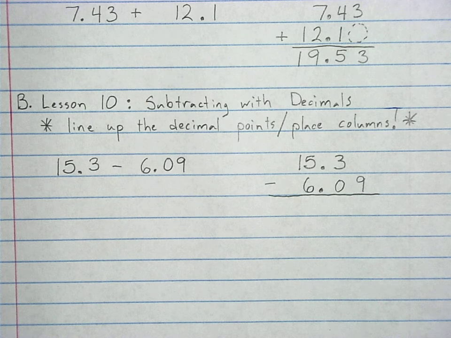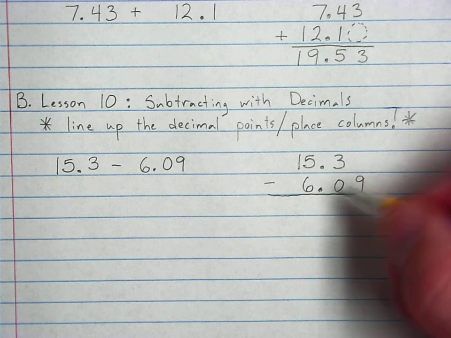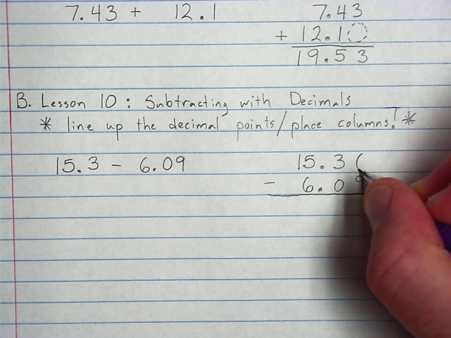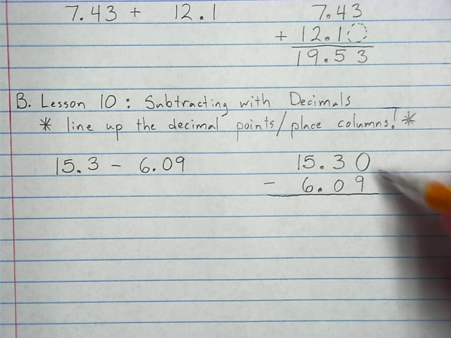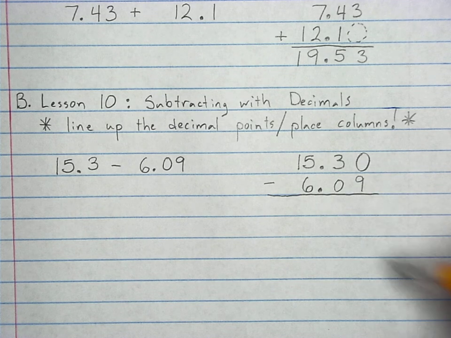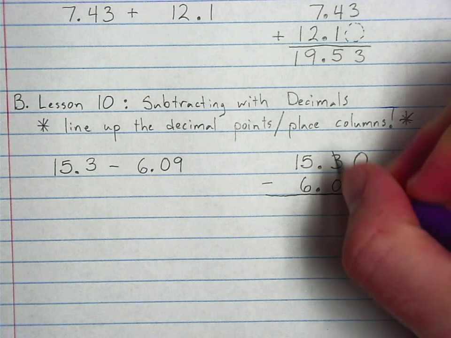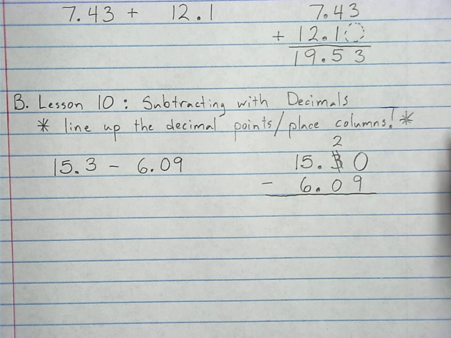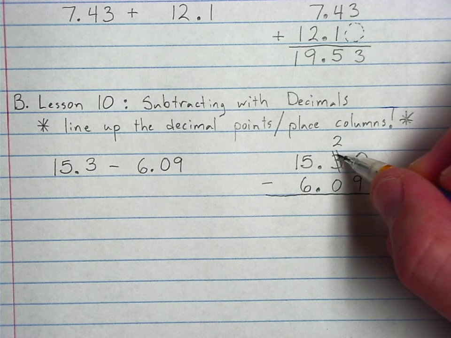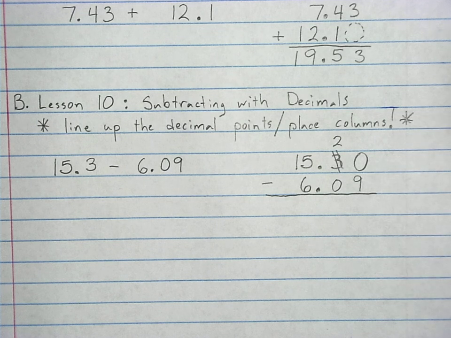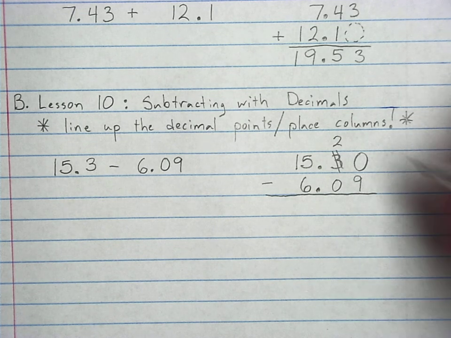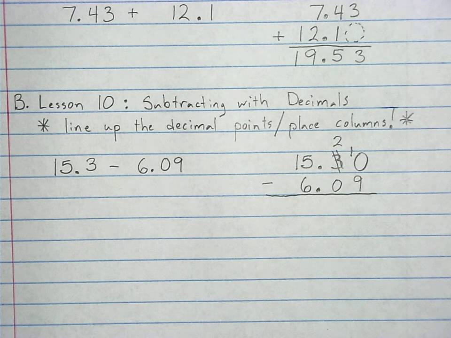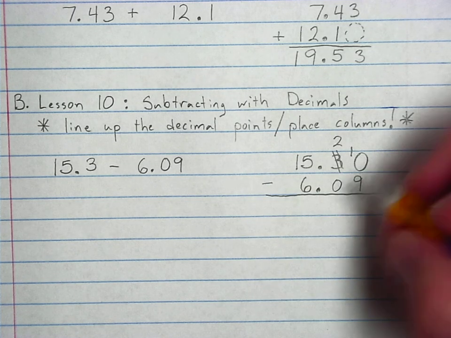Okay. Hopefully you got my not so subtle clue and put a 0 here. That 0 is to remind us that if I have nothing, I cannot give 9 away to my friends. I cannot take 9 away from nothing. I have to borrow. So I look over at the next column. The 3 becomes a 2. I'm going to take that 1/10 over here, and that's going to become 10 hundredths. So there's 10. 10 minus 9 is 1.